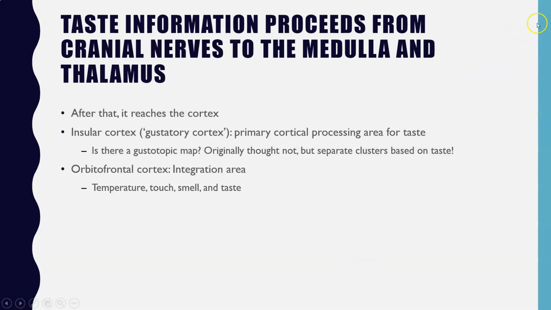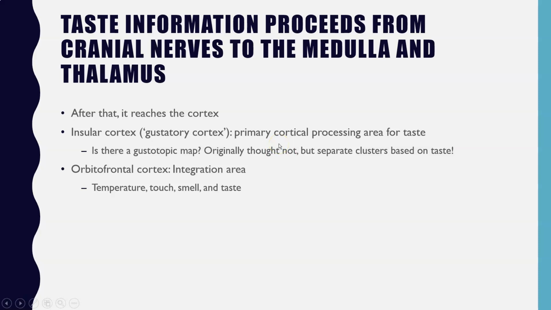So the first place that it reaches is the insular cortex, or the gustatory cortex. And this is the primary cortical processing area for taste. Now remember that the insula is responsible for a lot of different things, not just taste.